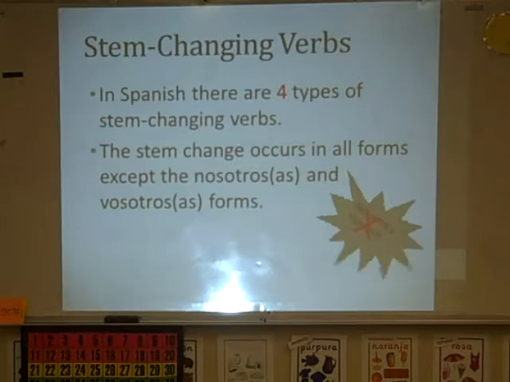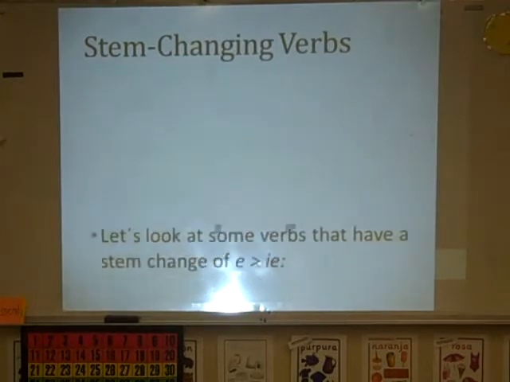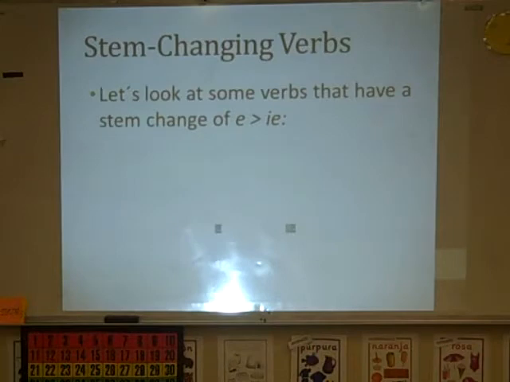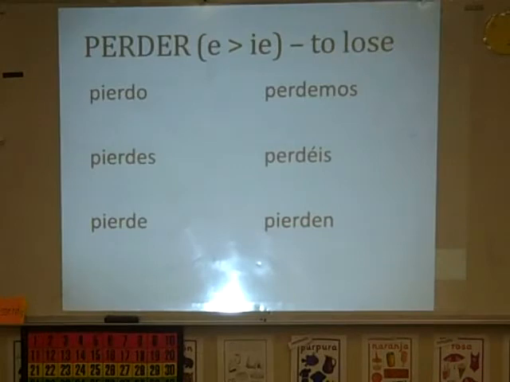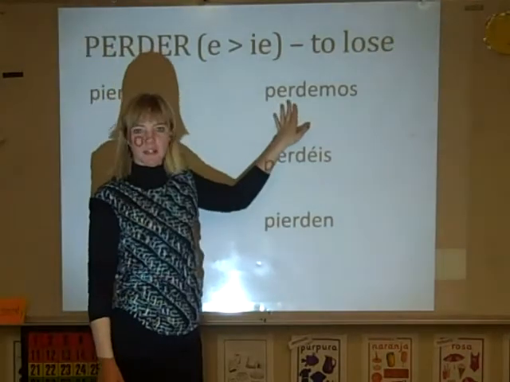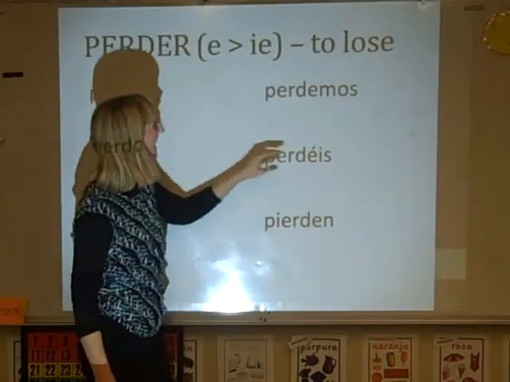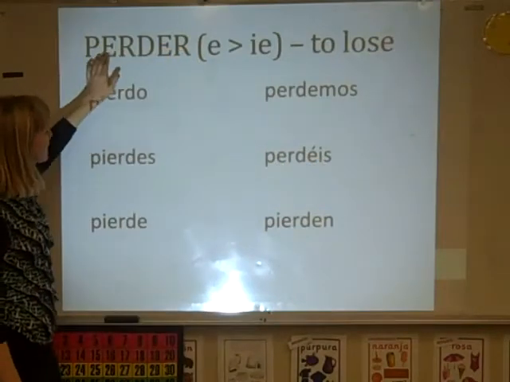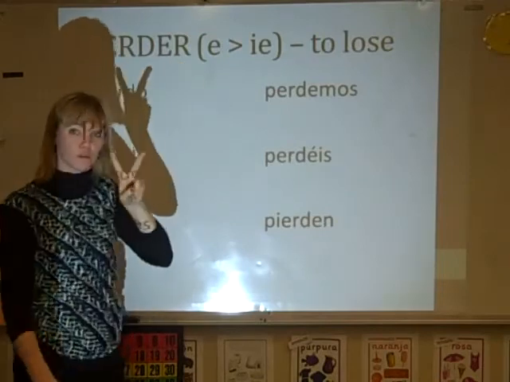4 types, okay? So the stem change that we've already gone over was E to IE. Some examples of verbs are perder, to lose, E to IE. Repite. Pierdo, pierdes, pierde, perdemos, perdéis, pierden. Okay, so notice that there's no stem change here in perdemos and no stem change in perdéis, and it is an ER verb. So it's an E to IE stem change and an ER verb. You have 2 things to think about.